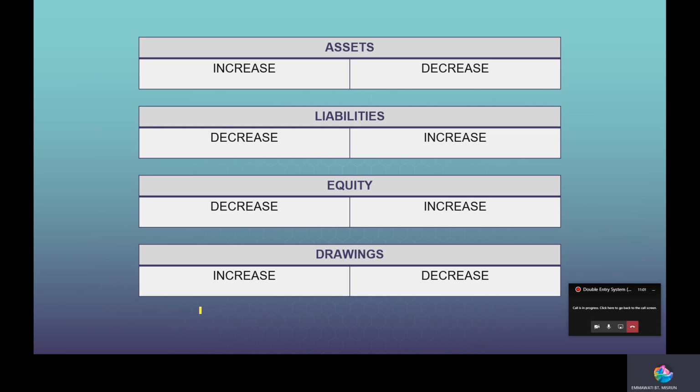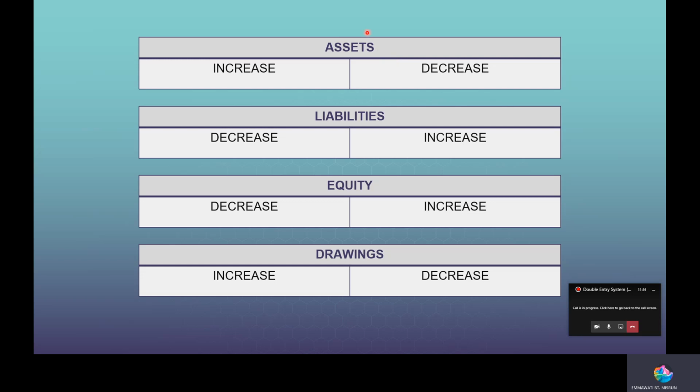So what are the rules of double entry? So these are actually the rules of double entry. I have classified our accounts into 10 most important categories. So let's look at the first 4. So we have assets, liabilities, equity or capital, and drawings. So how should we read these diagrams?